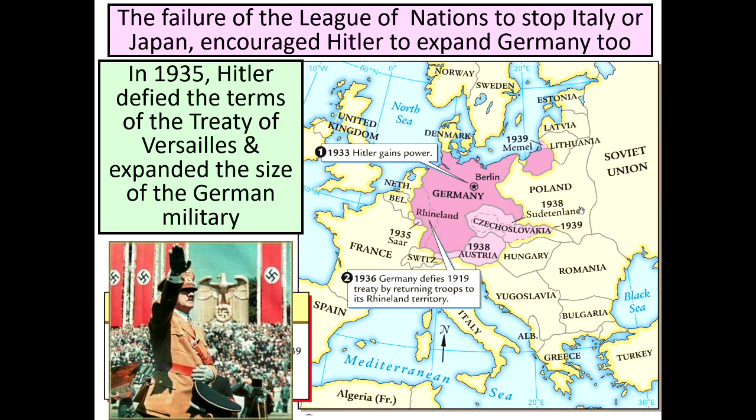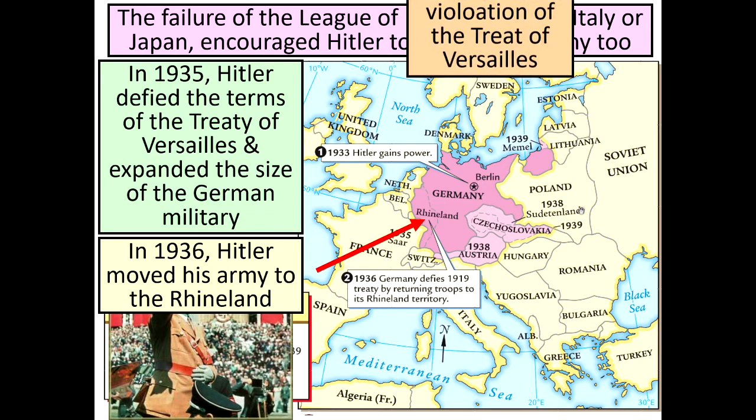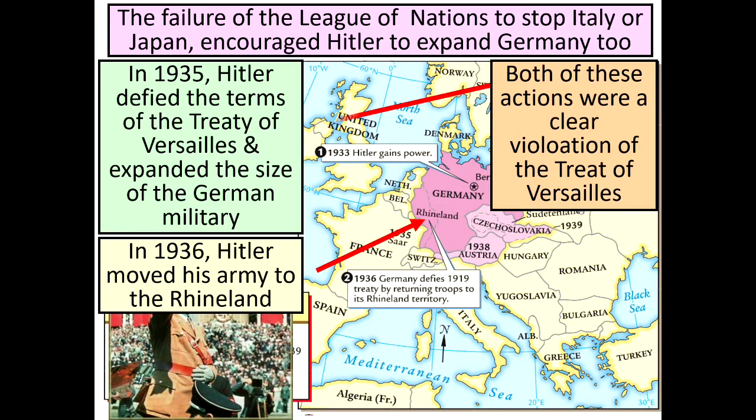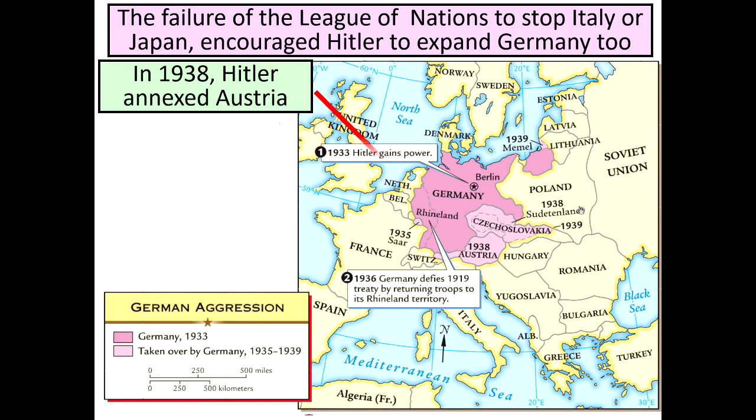In 1935, Hitler defied the terms of the Treaty of Versailles and expanded the size of the German military. In 1936, he moved his army to the Rhineland. Both of these actions were a clear violation of the Treaty of Versailles, if we remember the terms. However, both times the League of Nations refused to stop Hitler in order to keep the peace in Europe.